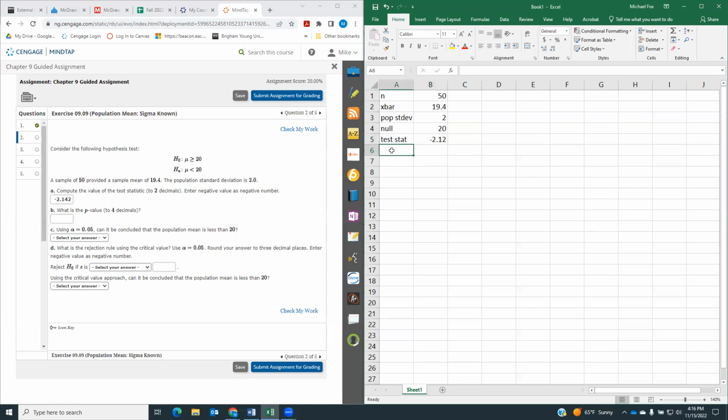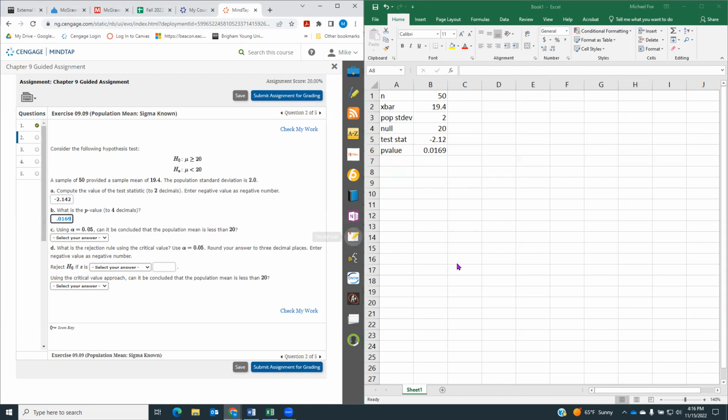So the next thing we'll figure out is what's called the p-value. Really, that just means what's the probability of getting that test statistic. So we're going to do equals norm.s.dist of negative 2.12, the test statistic, comma, true. So you'll remember this just returns to us the probability of getting a z-score of negative 2.12 or less. And that's pretty low. It's 0.01695. They want us to do it to 4 decimals, so we will, 0.0169, or about 1.7%.